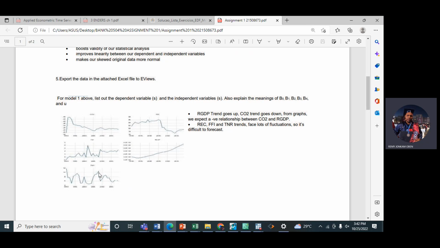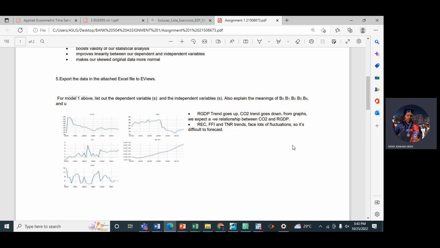Then these ones that really have lots of fluctuations and we cannot really see the average behavior, it is difficult for us to explain how they will affect carbon dioxide, because we cannot really see the average behavior here because of lots of fluctuations. So for these ones, you can just explain them individually without telling me how they affect the dependent variable, no problem.